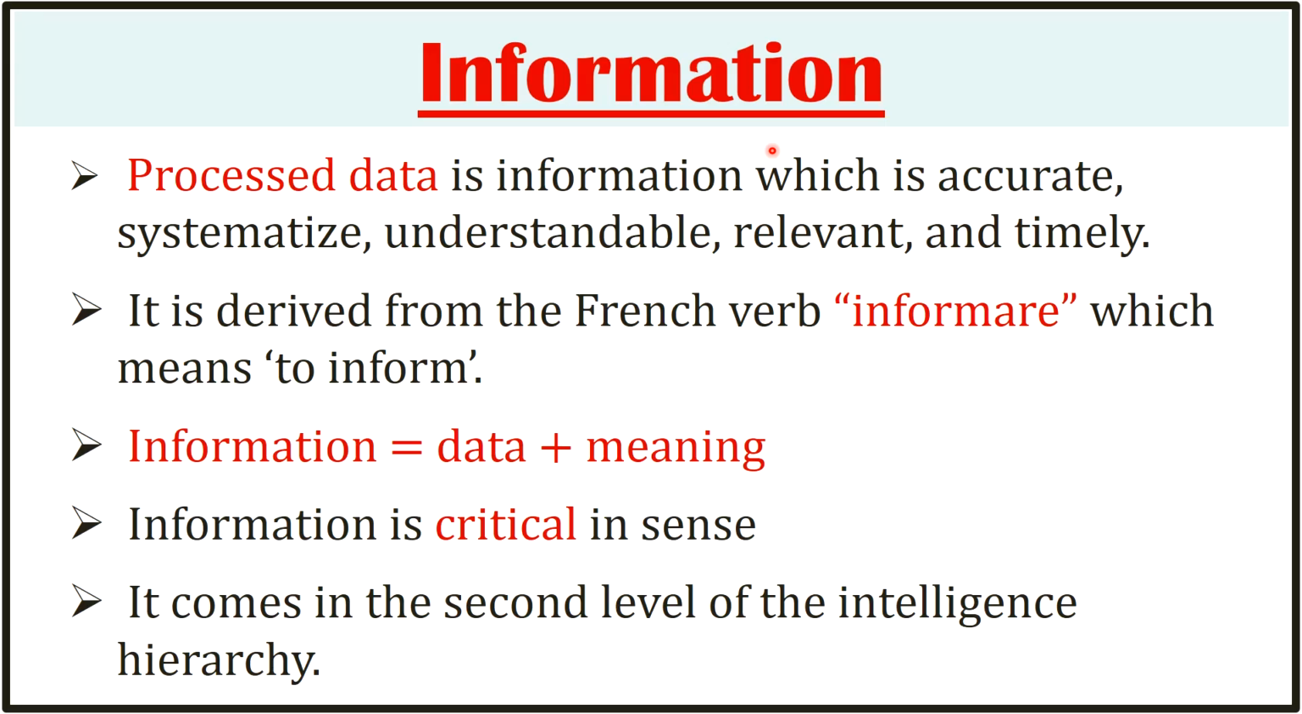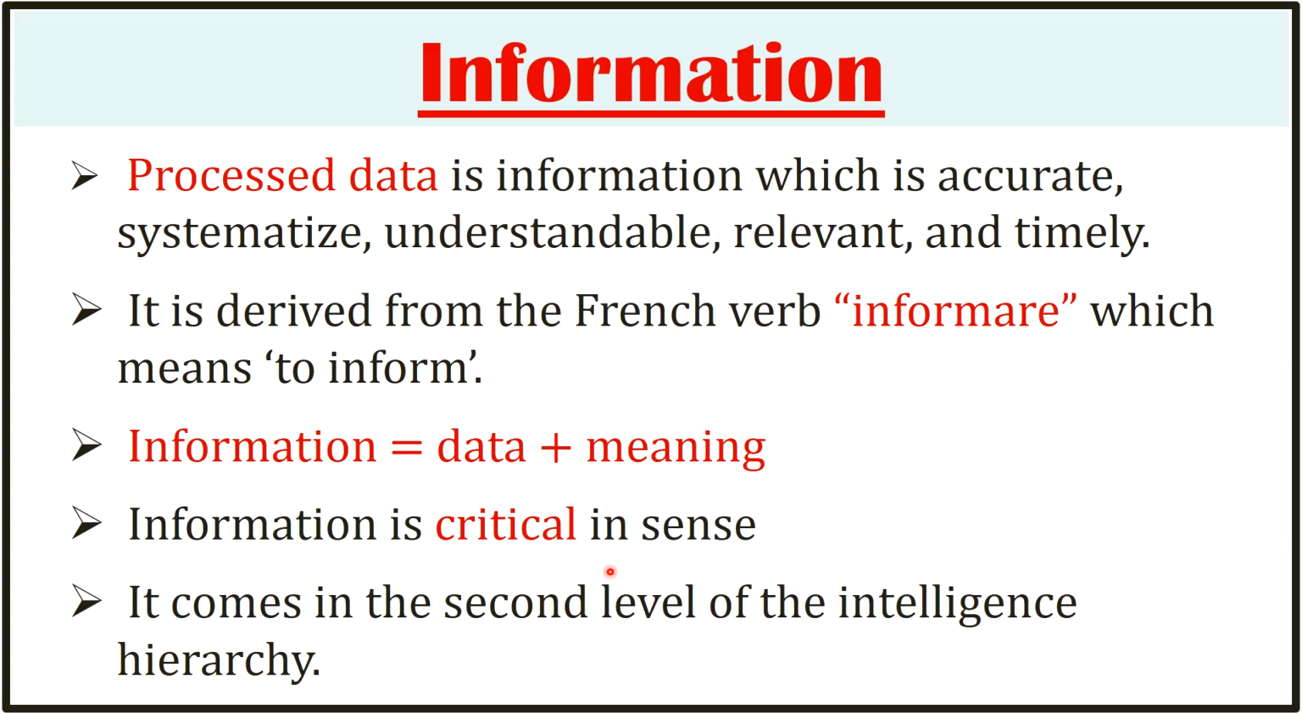Now, what is information? Processed data is information which is accurate, systematic, understandable, relevant, and timely. It is derived from the French verb informere, which means to inform. Information comes from the processing of data. People or computers can find patterns in data, which gives them information and enhances their knowledge about the subject. Information adds meaning to the data.